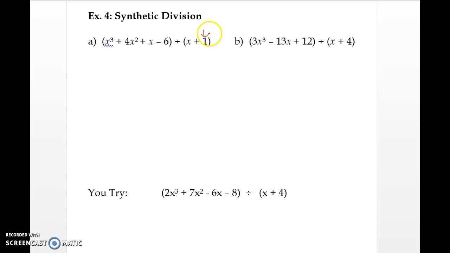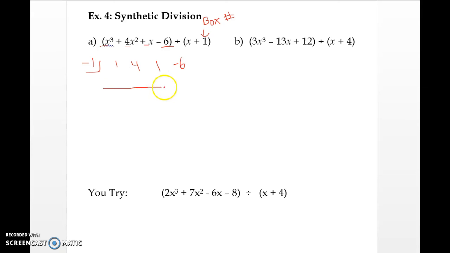This number here is your box number. We're going to make a box. We're going to put that number in, but we always do the opposite sign of what's in the parenthesis. So we're going to put a -1 instead of a +1. Then we're going to take all these coefficients and put them in a line. So we got 1, 4, 1, and -6. You want to keep the signs with them if they have different signs.